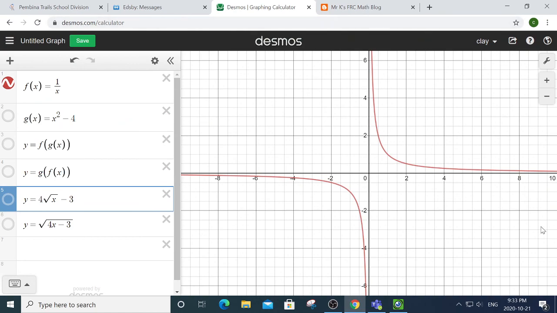It's my good old two-armed 1 over x graph. You should know what x squared minus 4 looks like. It's a parabola with a y-intercept at negative 4. There it is. But together, if I put g of x into f of x, I get this, y is f of g of x. You can't use the little fog notation with the little circle on Desmos, at least I haven't found it. But there it is. There's both of them together.